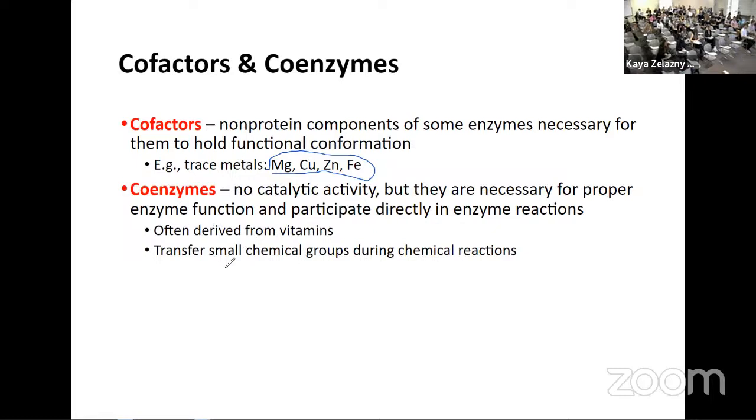They're actually going to often transfer small chemical groups around. We'll talk about those as we get to them. But since you have all hopefully had metabolism before, you might remember acetyl-CoA, coenzyme A, is an example here of a coenzyme.